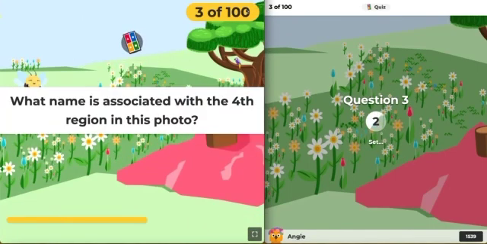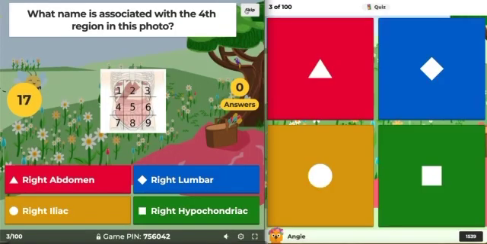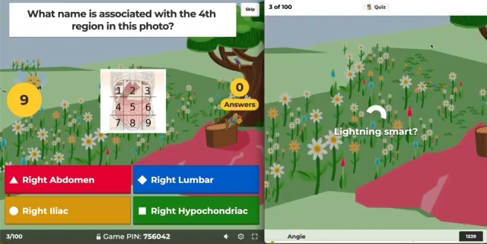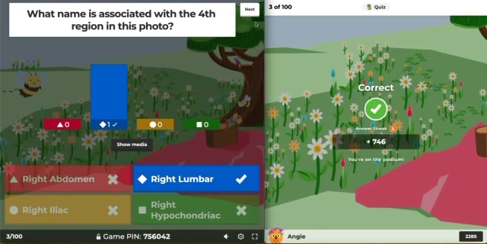What name is associated with the fourth region in this photo? So the fourth region is on the right side of the body, and it is in the lower back area. The lower back is also known as the right lumbar. So this is the right lumbar, or the right lower back area.